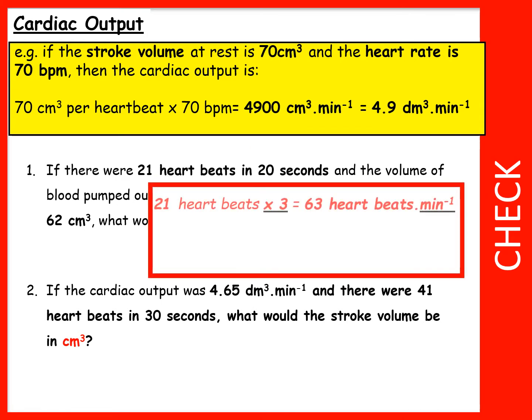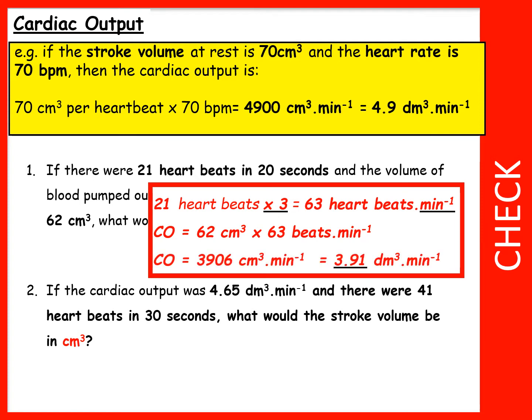So the answer to this one then is 21 heartbeats times 3 is 63 per minute. Cardiac output is 62 centimetre cubed times 63 beats per minute, and that will give us 3,906 centimetre cubed per minute. Divide by 1,000, and that will give us decimetre cubed per minute as 3.91. So we've divided by 1,000 to go from centimetre cubed to decimetre cubed.